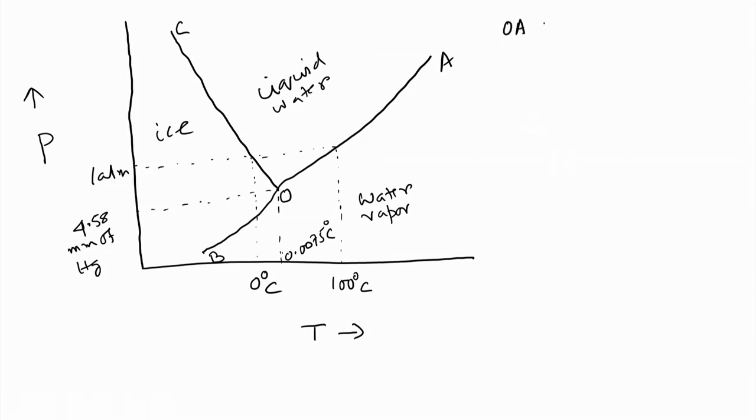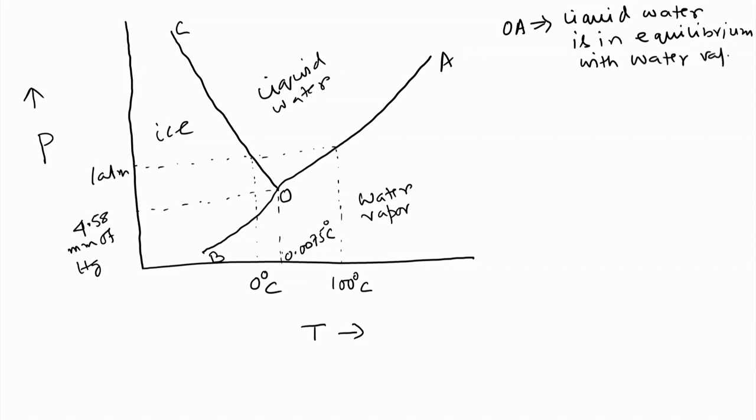Now, OA, okay, every point on OA gives liquid water in equilibrium with water vapor. So, along line OA, along the curve OA, liquid water is in equilibrium with water vapor.